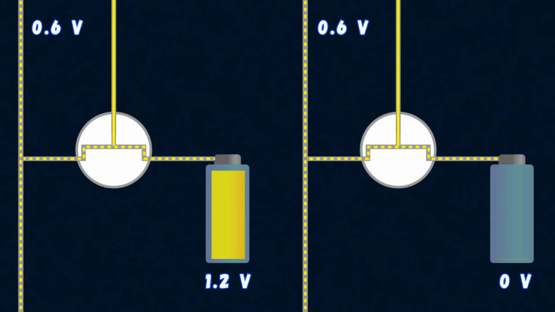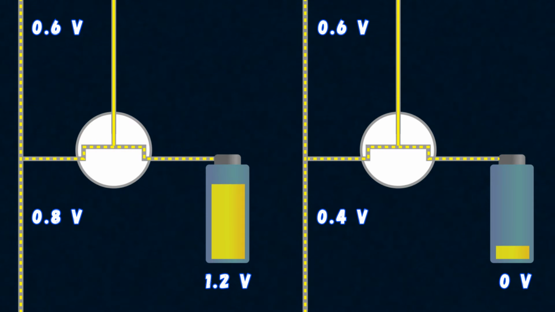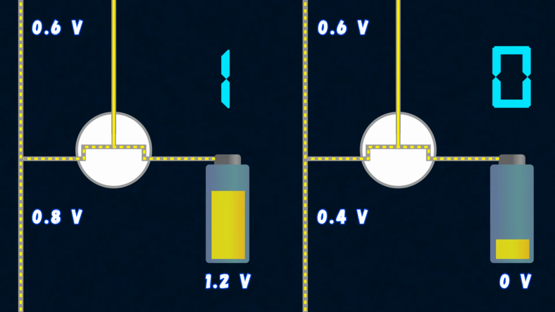The charged capacitor has a higher voltage and will release the accumulated charge into the line, causing the voltage in it to increase, let's say to 0.8 volts. On the other hand, the discharged capacitor will start to charge, drawing energy from the line, causing its voltage to drop, let's say to 0.4 volts. So if after passing through the capacitor, we get a voltage higher than 0.6 volts, then we know that a 1 is stored in the cell, and if it's lower, then it's a 0.